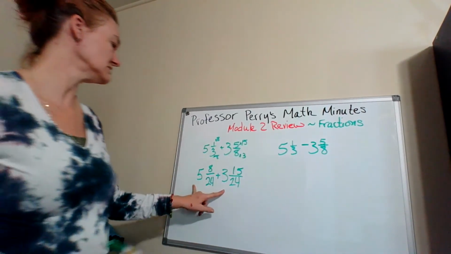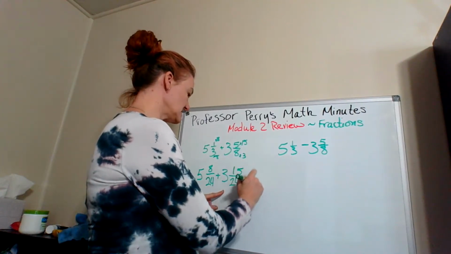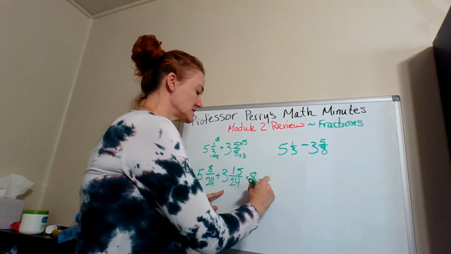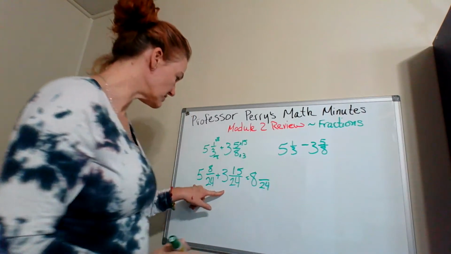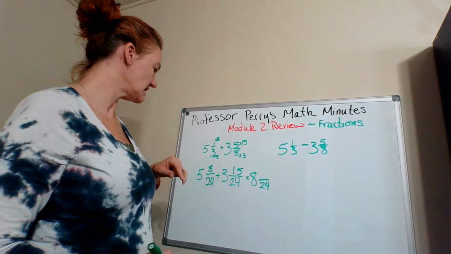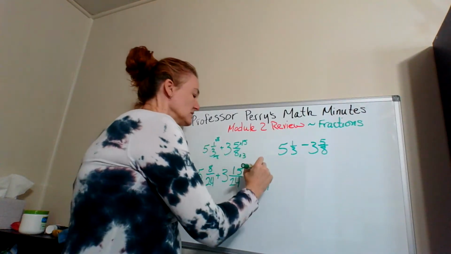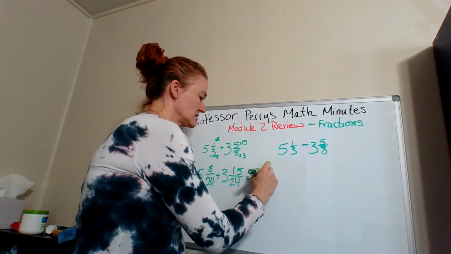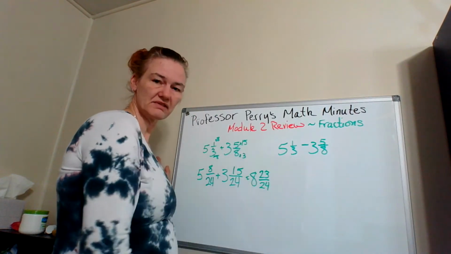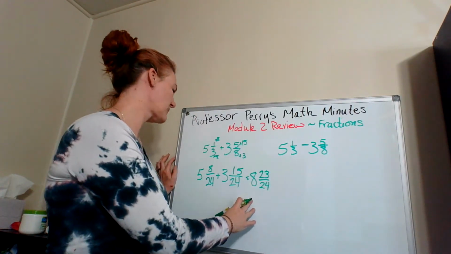Add the whole numbers. 5 plus 3 is 8. Bottom stays the same because it's add or subtract. And then I'm going to add the numerators. 23. Okay, this can't simplify, so that's your answer.